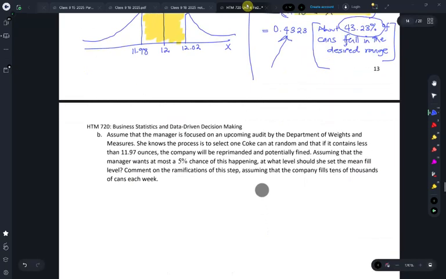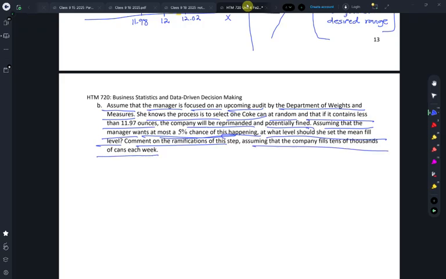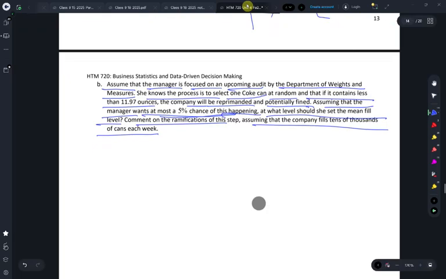So question B builds on that. Assume that the manager is focused on an upcoming audit by the Department of Weights and Measures. She knows the process is to select one Coke can at random, and if it contains less than 11.97 ounces, the company will be reprimanded and potentially fined. Assuming that the manager wants at most a 5% chance of this happening, at what level should she set the mean fuel level? Comment on the ramifications of this step, assuming that the company fills tens of thousands of Coke cans each week. Okay?